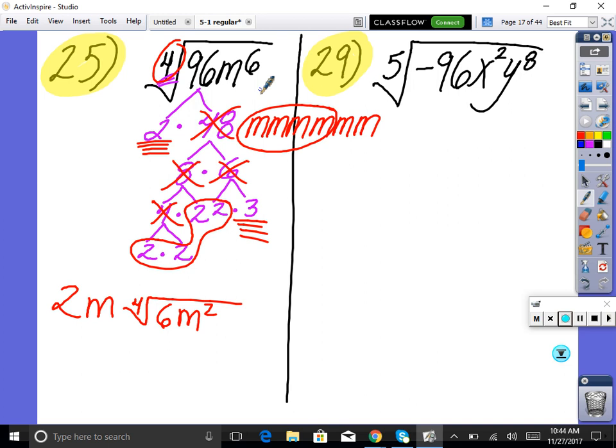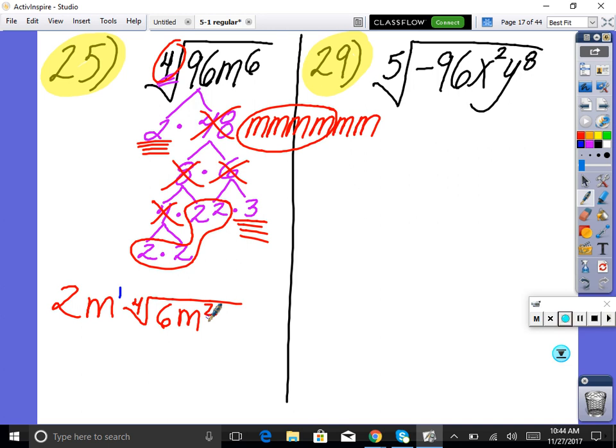Now look, think everybody. How many groups of 4 are there in 6? 1. So we pulled out M to the 1. Does everybody see? Now think about it. Technically, we pulled out 4 M's out of M to the 6, technically. How many, if you pulled out 4, would be left over to get back to 6? 2. So there was M squared left. Does everybody see?